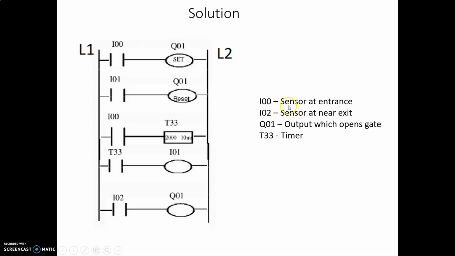So we have two inputs, shown here by the sensors I00 and I02. The output is where we open the gate. Here they haven't described by which method the gate is getting opened. Let's say it's a motor, but we will not put that word here. Q0 is nothing but an output which opens the gate. And then we have a timer here, which is just given to us, and we have to make use of it for our purpose.